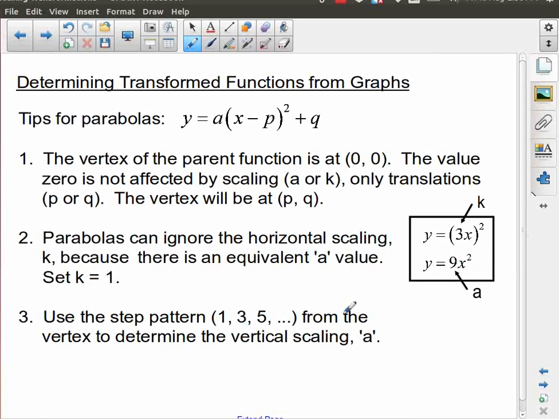The easiest way to work with parabolas is from the step pattern, because if you can work with the step pattern, you can figure out the a value from there based on how the step pattern has been modified from 135 to whatever the current value is. The vertex, on the other hand, defines p and q. That's dead easy. So if you can look at a graph and see where the vertex of the parabola is, you know your p value, you know your q value, and you can just state those and put them into your equation.